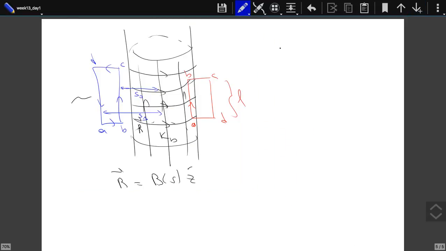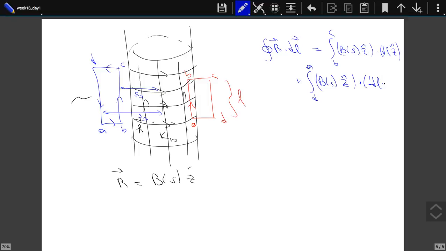So this is my system. Let us just evaluate B dot dl. This will be just a contribution from B to C, Bs in the Z hat direction, dot dl in the Z hat direction, plus from D to A, Bs in the Z hat direction, scalar product with minus dl in the Z hat direction. Let's call the height h.